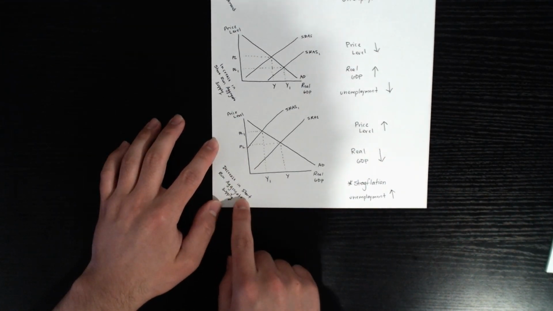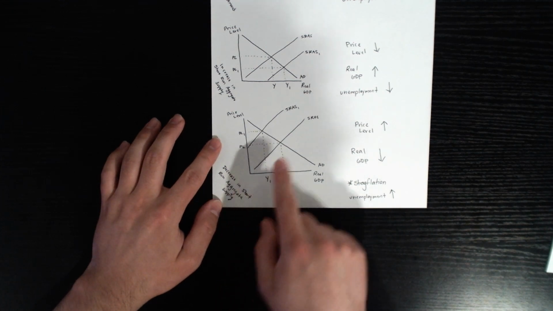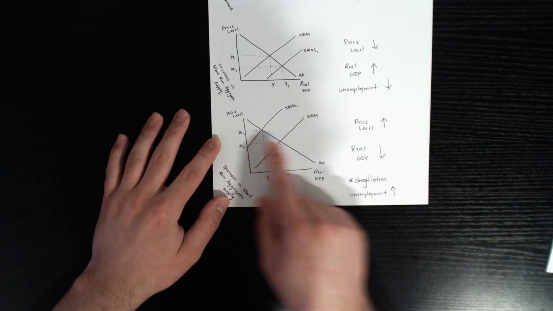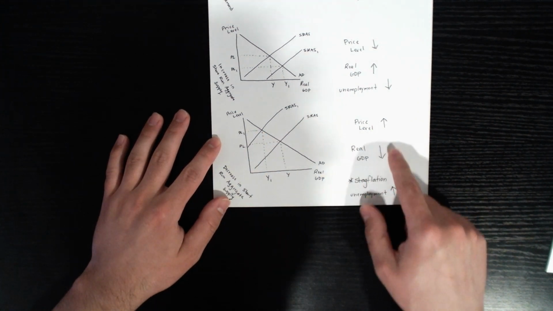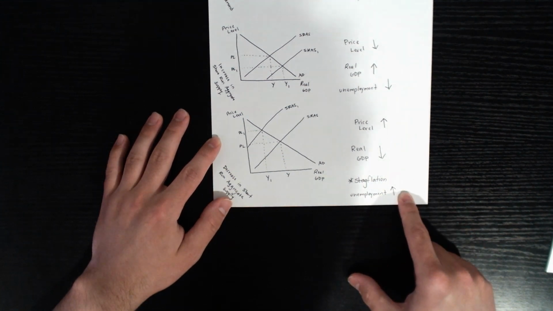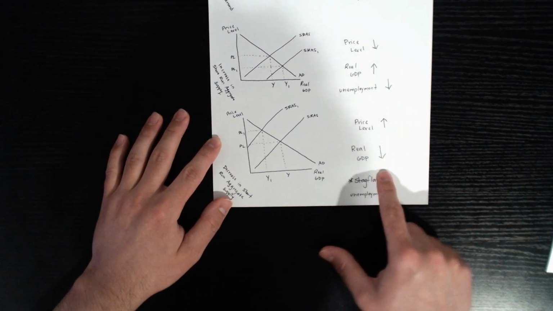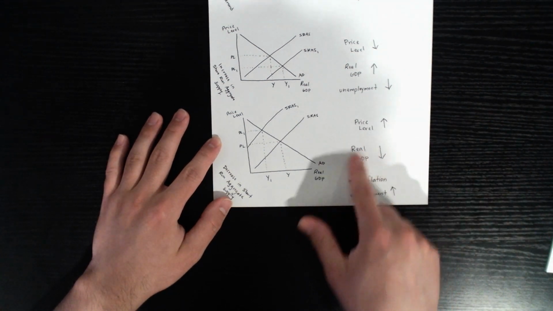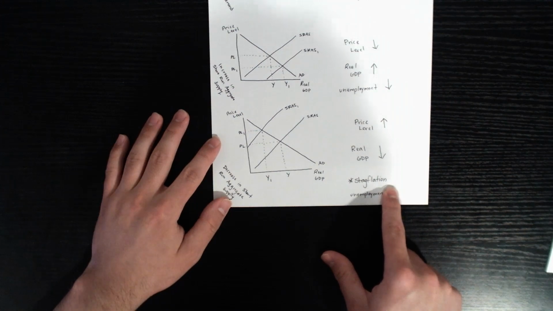Next, we have a decrease in short-run aggregate supply. That's going to cause the SRAS curve to shift to the left. Right there, that leads to a higher price level, less real GDP, and higher unemployment. This is called stagflation. Not only are prices going up, inflation, but the economy is stagnant, lower real GDP. That's stagflation.